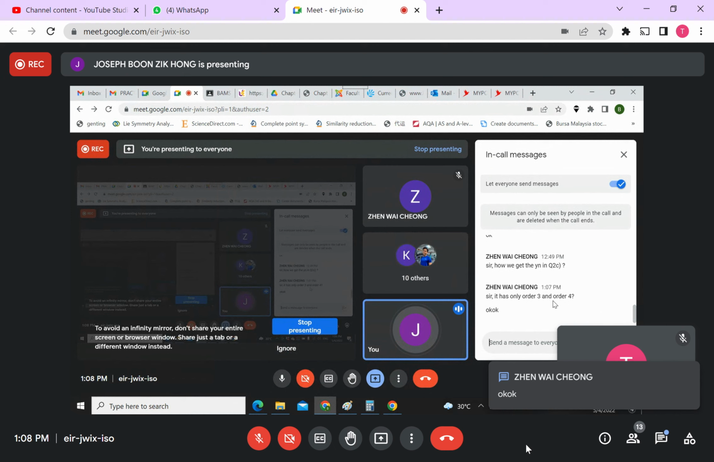It has only order 3 and order 4. For your level, we only have method order 3 and order 4. Of course we have more than that, but it's not necessary for your level because the error is very small. Order 4 is already comprehensive, so no need to go up to order 5. Order 5 normally is for research purposes. Then only we will consider higher order. So for your level, we only consider up to order 4, Runge-Kutta order 4. Okay.